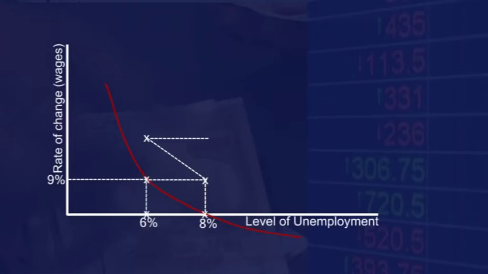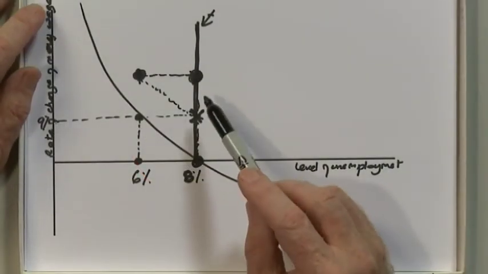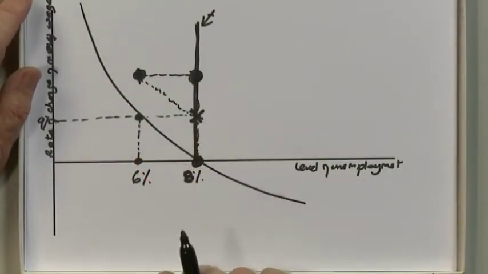So in the short term, you can buy, just for a while, lower unemployment by creating inflation. But in the longer term, the level of unemployment is fixed at this natural rate. You either have to choose 8% with zero inflation or 8% at 10, 15, 20% inflation. There is no trade-off in the long run.